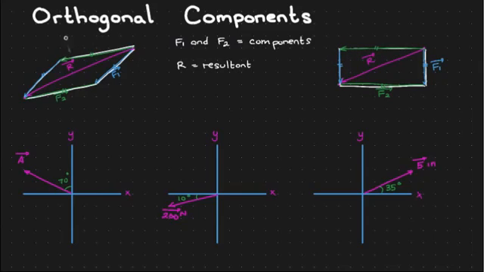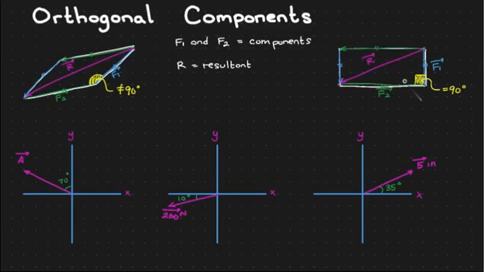Well, what's the difference between the first parallelogram and the second? It's pretty obvious that the angle between the two components in the second parallelogram is equal to 90 degrees, as opposed to the angle between the two components in the first parallelogram, which is not equal to 90 degrees. That is why this is called orthogonal components. Orthogonal means perpendicular. It means 90 degrees.